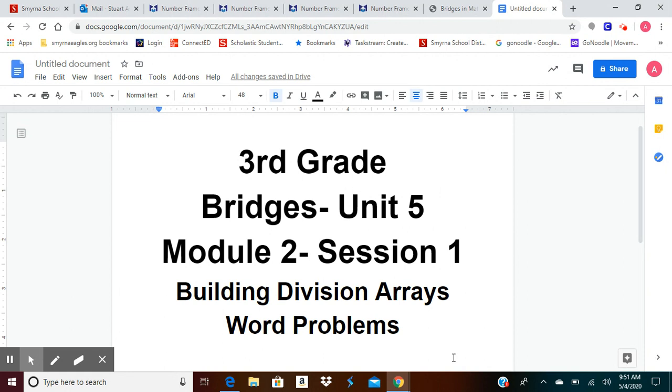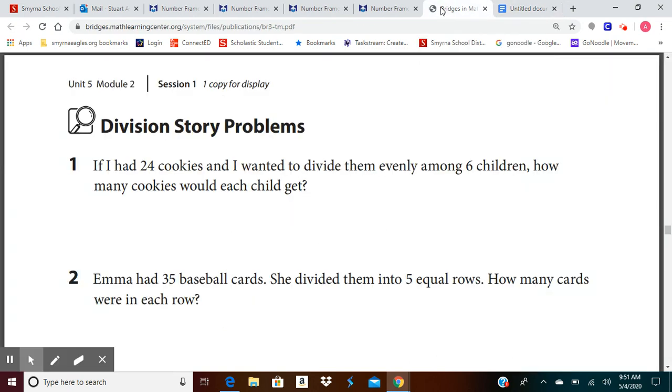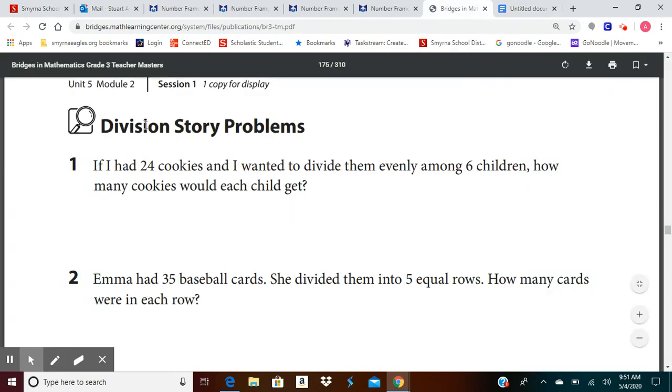Today we are looking at Module 2, Session 1, which will be continuing to work with building those division and multiplication arrays, looking at some word problems. So today we're just going to be looking at word problems and figuring out how we would solve them. They give us a big clue up here that says division story problems. So we're going to look at number 1 first to see what we can do to figure out how we would solve this.